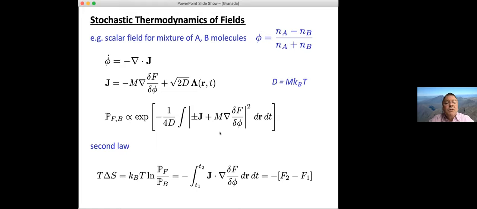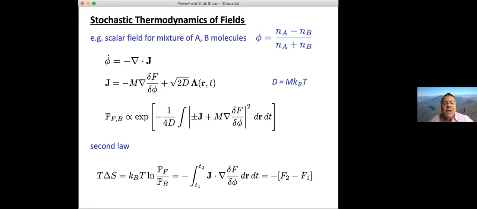So from this, you can calculate the forward and backward path weights for a fluctuating space-time trajectory. And those two probabilities are given by the two exponentials written here with a plus or minus in front of the J. And that's because the current reverses sign on time reversal, whereas the conservative force represented by the free energy derivative here does not. And so again, for an equilibrium system or a system which is governed by a free energy in this Langevin equation, I can calculate the entropy production T delta S between some initial and final state.